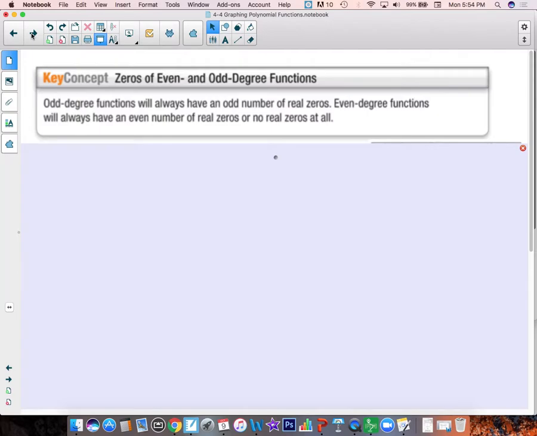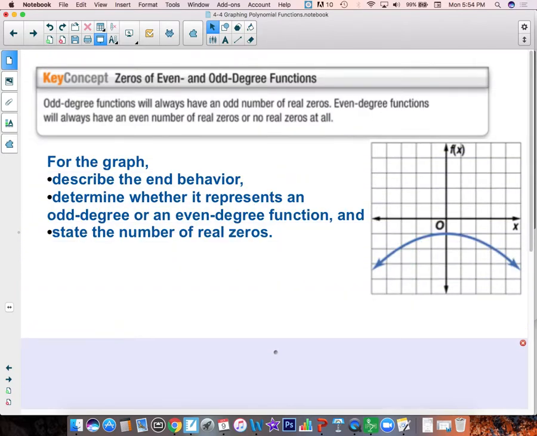Then another thing we're talking about are zeros. Odd degree functions will have an odd number of real zeros. Even degree functions will always have an even number of real zeros. That goes with the degree of the function. So if I had x squared, that's an even function. It's going to have at most 2 zeros. If I have x to the 5th, I'm going to have at most 5 zeros. That just goes with the degree of the function.